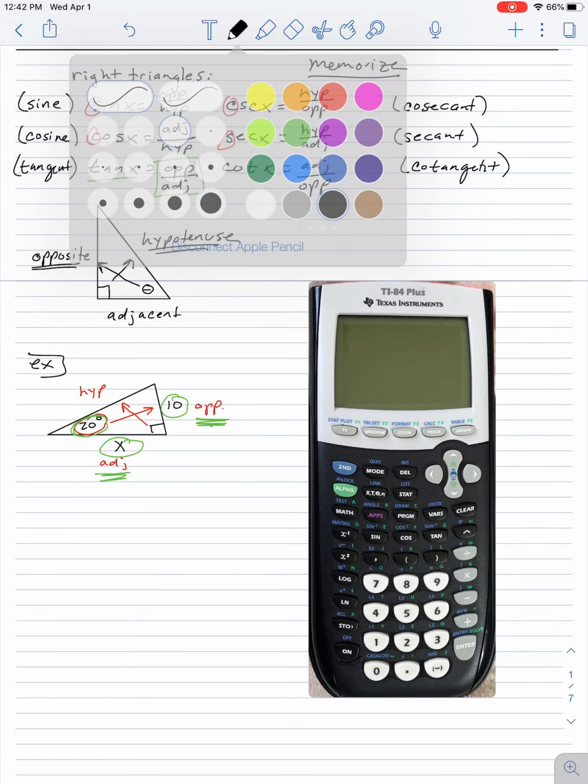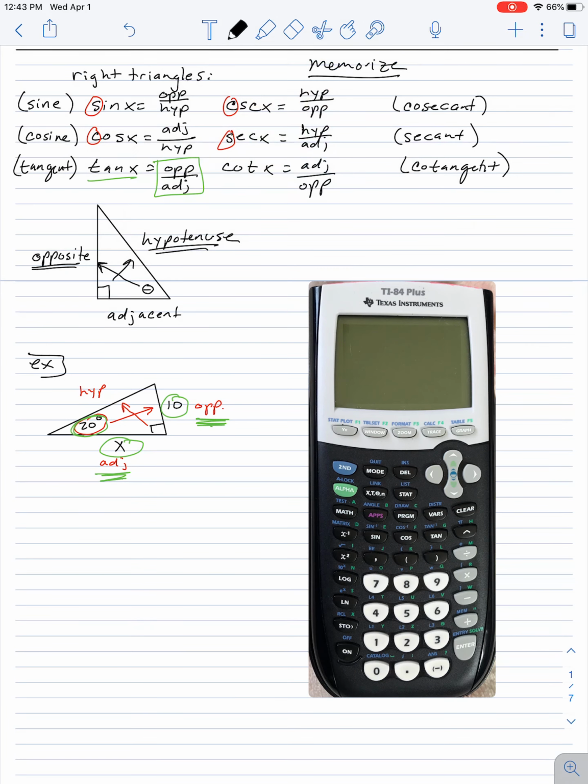And the way that you write your equation is you go tangent, because that's the one we picked, and this spot right here is always an angle. It will never be a side. So the angle in the picture that we're given goes right here. You always take a trig function of an angle, and then you set it equal to the ratio of sides. Tangent is opposite over adjacent, so this is going to be 10 over x.